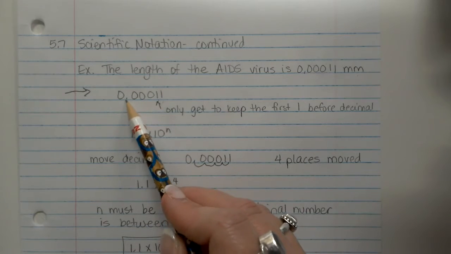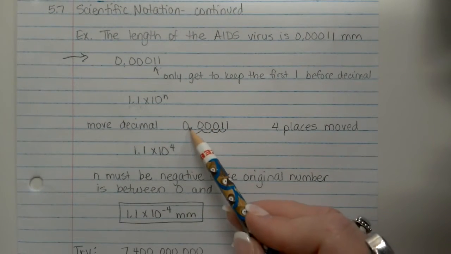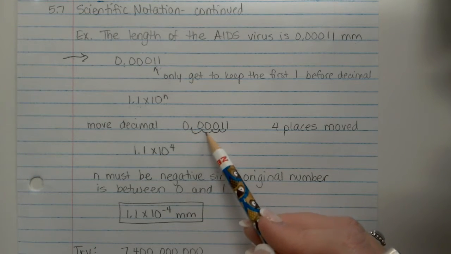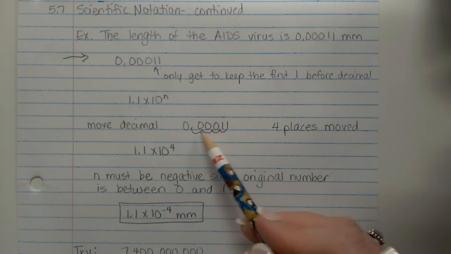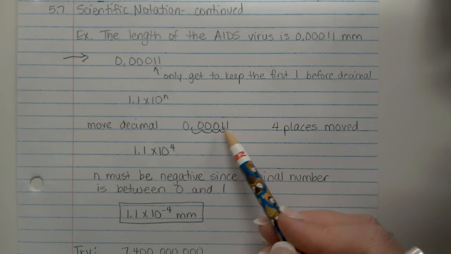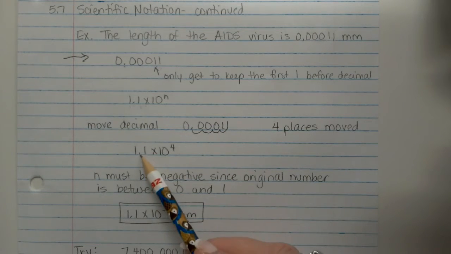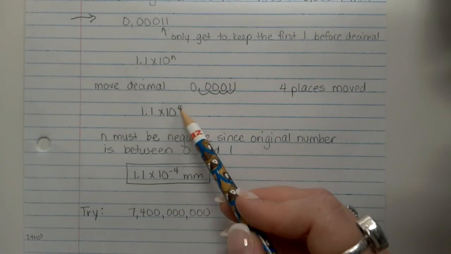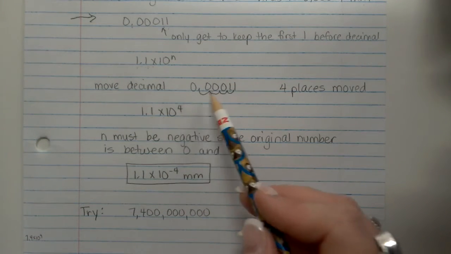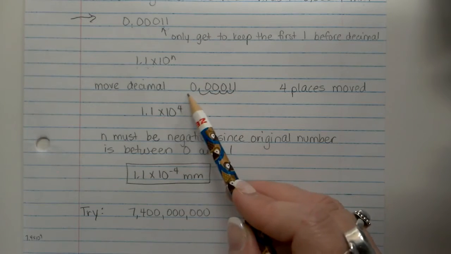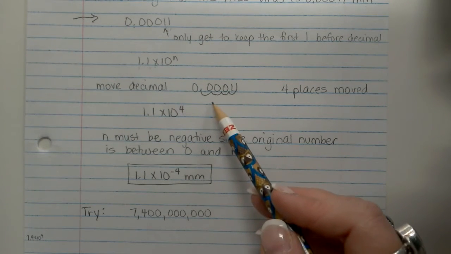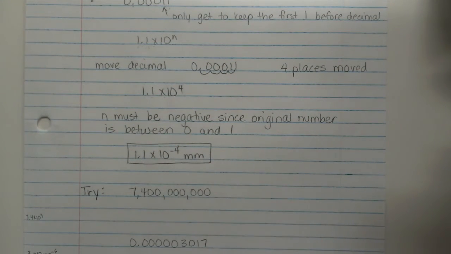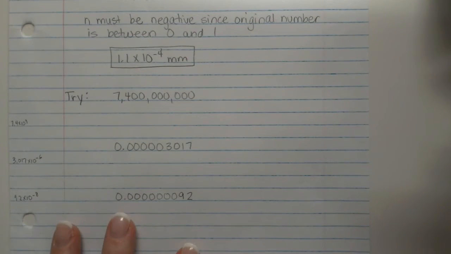My decimal is currently over here, so I'm going to end up having to move it. Now this first 0 is just to call attention to the decimal place. So we started with the decimal here. We had to move it this many places. 1, 2, 3, 4. Okay, so the 4 goes here. So we have 1.1 times 10 to the 4th. But then you decide, is this 4 going to be positive or negative based on the size of this number? This is a very, very small number. It's less than 1. So therefore, the exponent must be negative. So then you rewrite it this way.